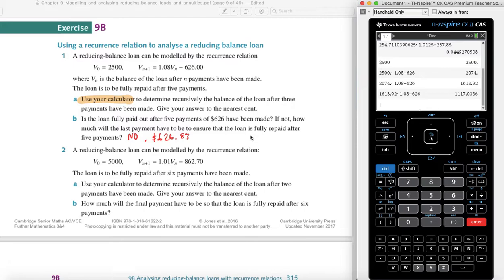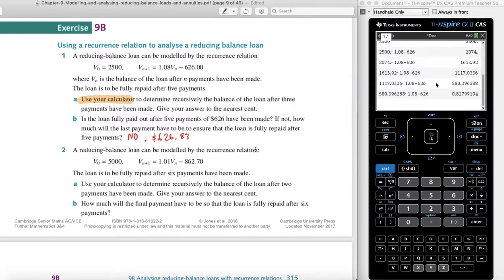If not, how much will the last payment have to be to ensure that the loan is fully repaid after 5 payments? So we've had 3, there's 4, there's 5. You'll notice here it's 82, but it's close at 83 cents because that third number is 5 or more, so it becomes 83 cents. So I had to add 83 cents to that payment. So the last payment is going to be $626.83 to make sure it's paid out in those payments.